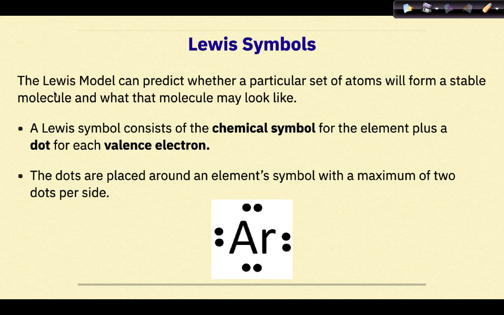Lewis symbols. The Lewis model can predict whether a particular set of atoms will form a stable molecule and what that molecule may look like. A Lewis symbol consists of a chemical symbol for the element plus a dot for each valence electron. The dots are placed around an element symbol with a maximum of 2 dots per side.